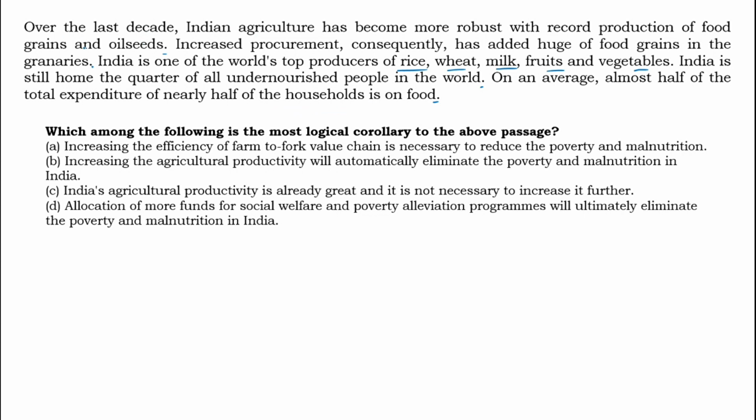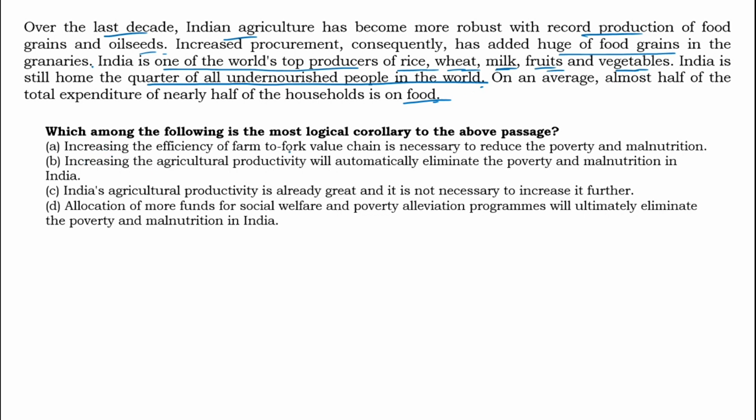Let us understand this passage now. Over the last decade, Indian agriculture has become more robust with record production of food grains and oilseeds. Increased procurement has consequently added huge amounts of food grains in the granaries. India is one of the world's top producers of rice, wheat, milk, fruits and vegetables. Even after that, India is still home to a quarter of all undernourished people in the world. On an average, almost half of the total expenditure of nearly half of the households is on food. Let us read the statements now.